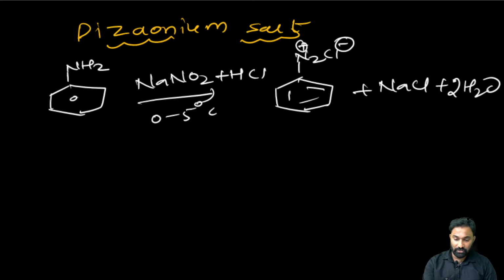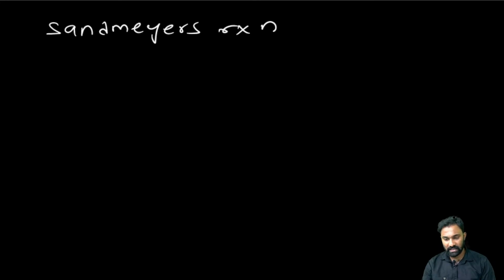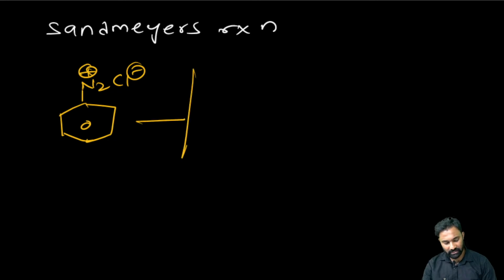After preparing the diazonium chloride, now we have to carry out reactions with it. Here we have two types of reactions. One is the Sandmeyer reaction. Now what is the Sandmeyer reaction? This is benzene diazonium chloride. What is the reagent that we are going to use in the Sandmeyer reaction?